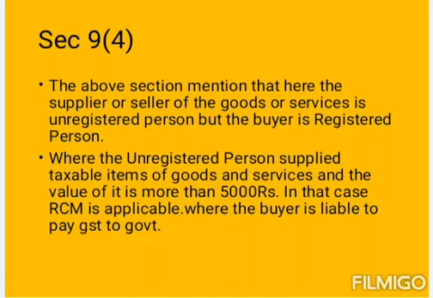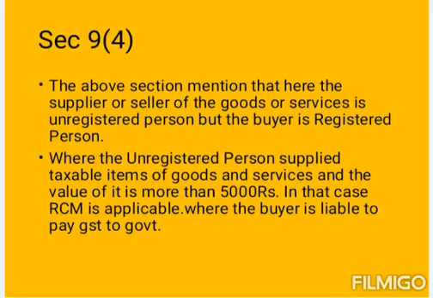right? So 9(4) specifies that here the supplier or seller of the goods or services is an unregistered person, but the buyer is a registered person. In the previous section also we have seen that the buyer is a registered person. Of course the buyer will be registered because he has to pay GST under the reverse charge mechanism. So here the seller is not a registered person, he is an unregistered person, so he definitely won't pay the tax because he is not registered under GST. So who will take the liability of paying tax?